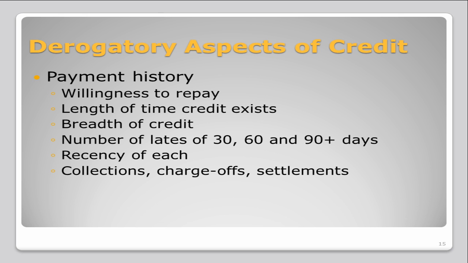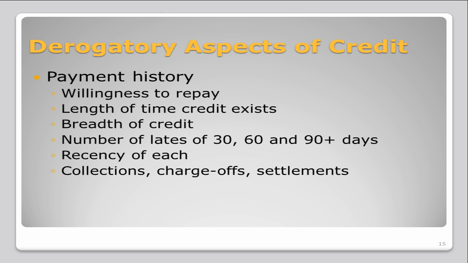On the other hand, if you have a series of 30s, or you have a mixture of 30s and 60s and maybe a 90 here and there, the more that you have, the more it's going to bring down the credit score, even if you have a multitude of accounts that have been paid on time.